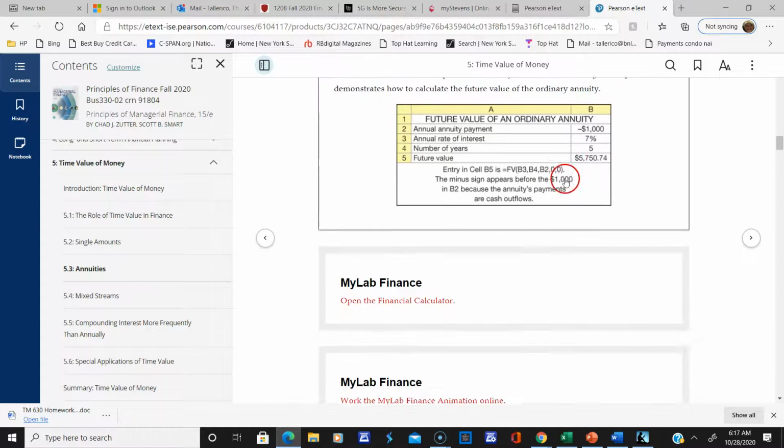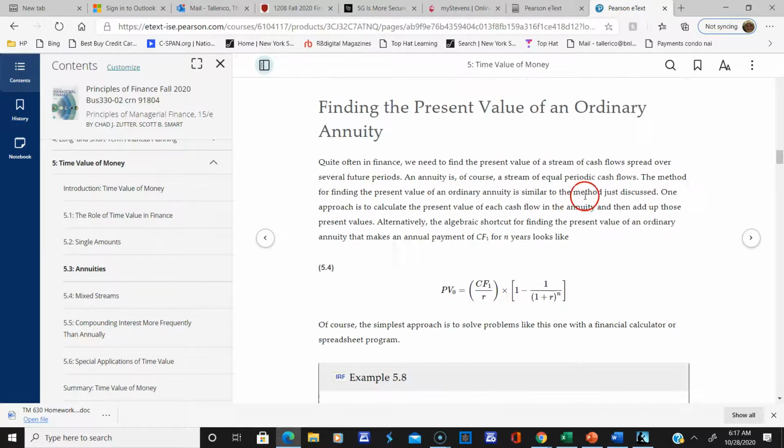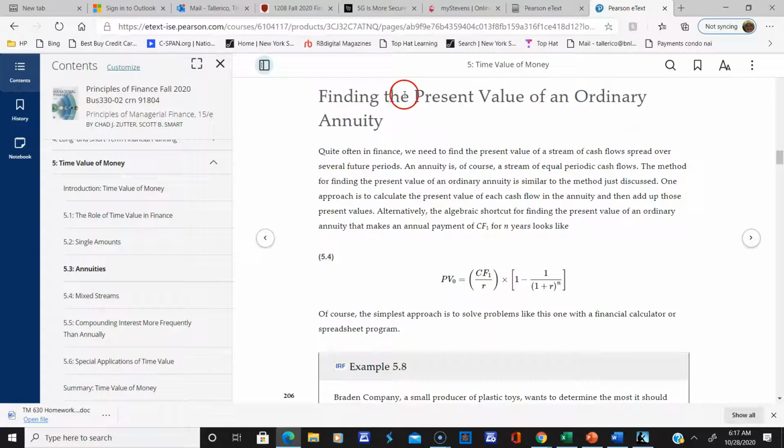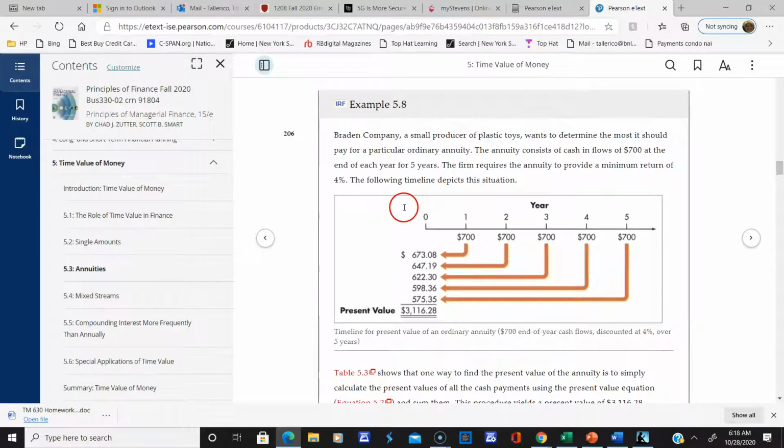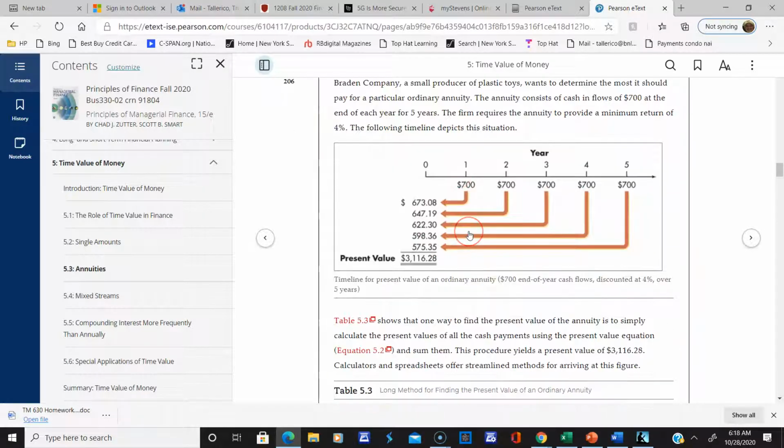All right, so that takes care of the future value, and now we've got the present value of an ordinary annuity. And again, here's now the equation for an ordinary annuity, and this is the present value. Again, you just plug these numbers in. Notice here you divide the cash flows by the interest rate. And again, here is an example, a personal finance example of an ordinary annuity.